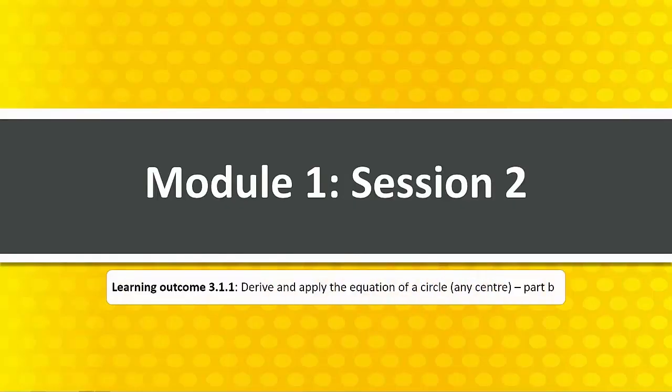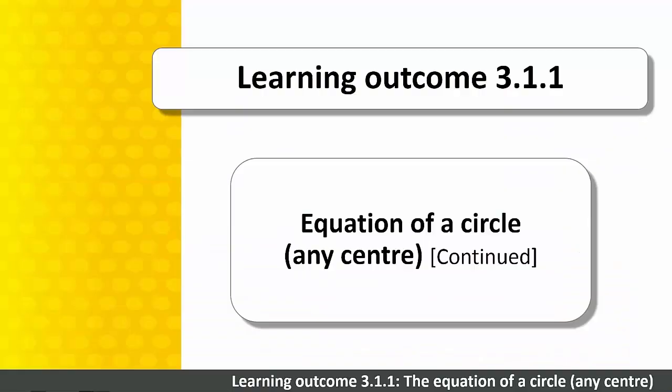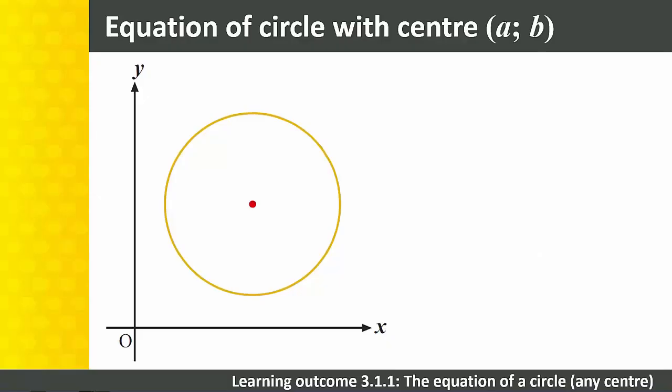Module 1, Session 2. Session 2 will cover Learning Outcome 3.1.1, Derive and apply the equation of a circle with any center, Part B. Now let's turn to the situation where we have a circle that does not have its center at the origin.